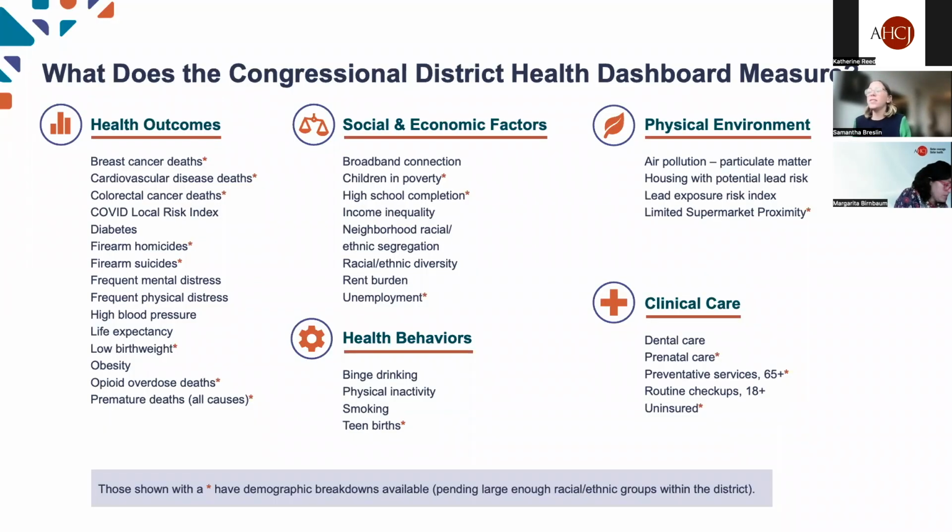And you can see on this slide a whole list of our measures. We have over 36 measures on our site, so there's a lot of information on this slide. But our measures range across 5 different domains: health outcomes, social and economic factors, health behaviors, physical environment, and measures related to clinical care. So it's a really broad 360-degree view of health and those social determinants of health. And all of the measures listed here that have an asterisk next to them, we also have demographic breakdowns available, either by age, race, ethnicity, or sex when that data is available from the data source.